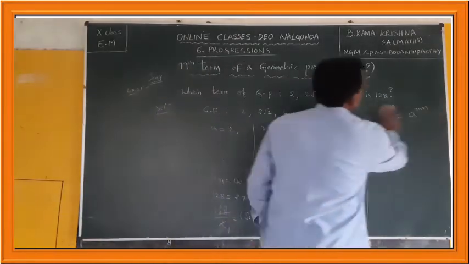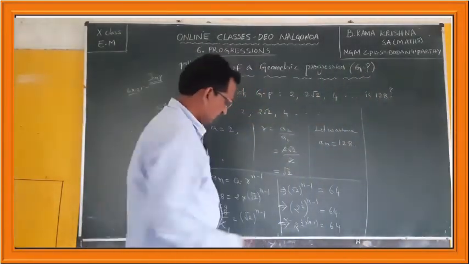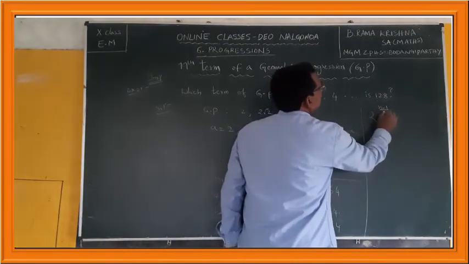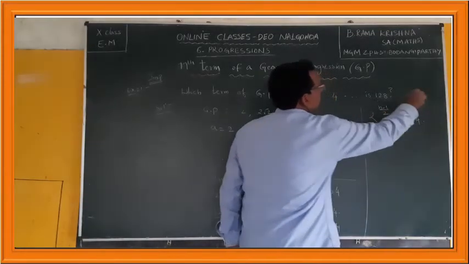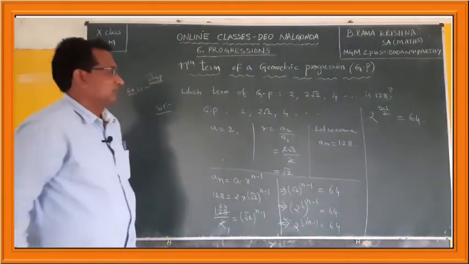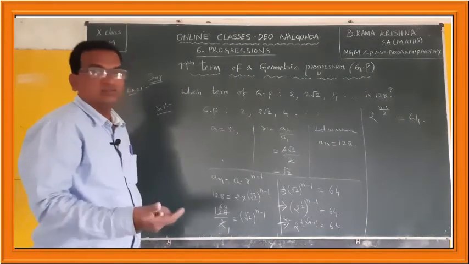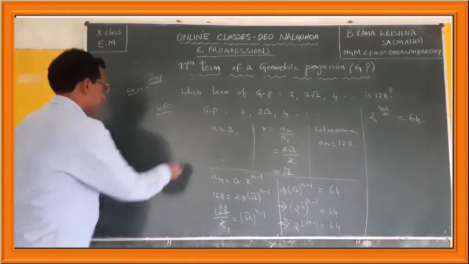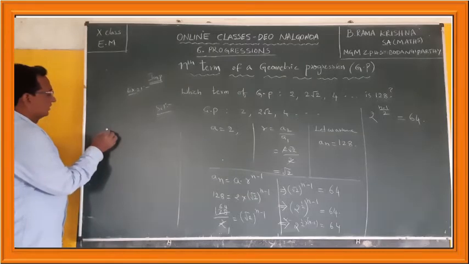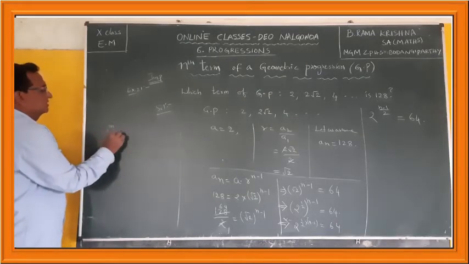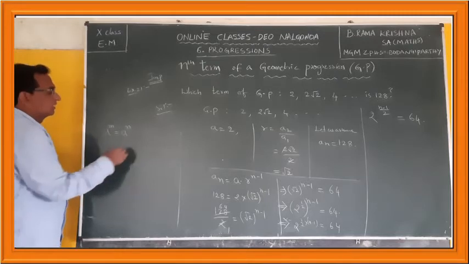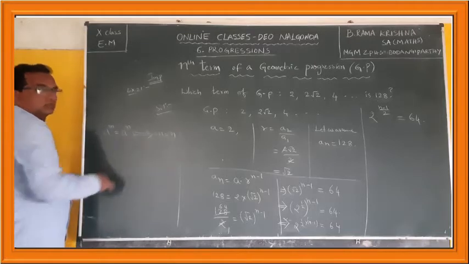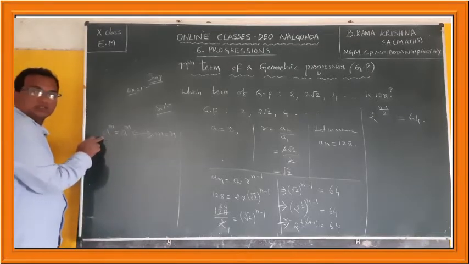Next, what do you get? If you multiply these two, what do you get? 2 to the power of (n minus 1)/2 is equal to 64. Then how to solve? If you remember a formula in the laws of exponents, a^m equals a^n if and only if m equals n. This is one of the laws of exponents.